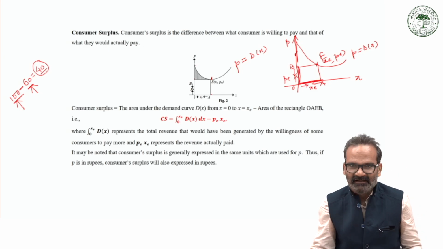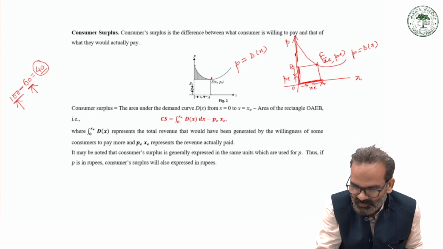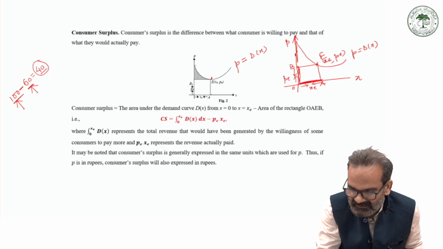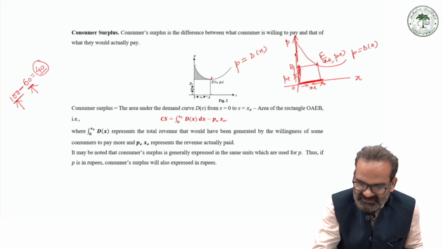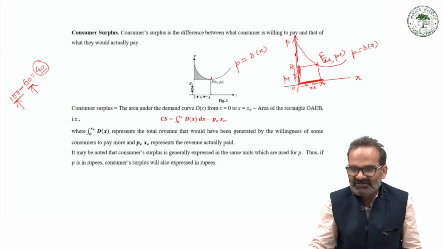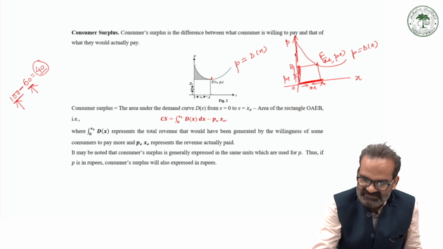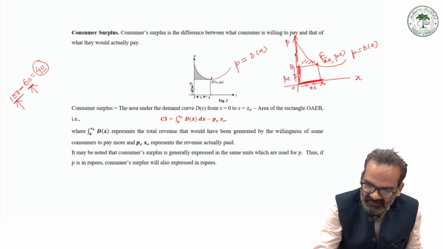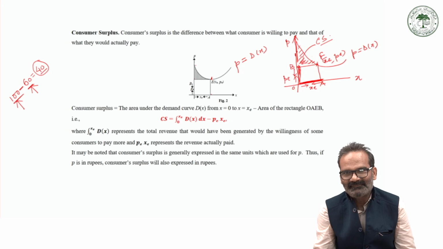This means the market says if a consumer is purchasing this product XE, he or she will have to pay its price as PE, right? But what is the consumer willing to pay? The consumer is willing to pay more, right? So what is the consumer surplus? This shaded area is known as consumer's surplus. Are you getting the point?